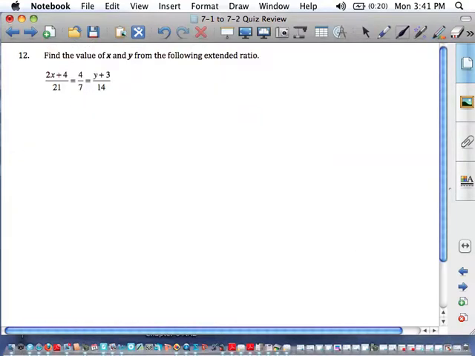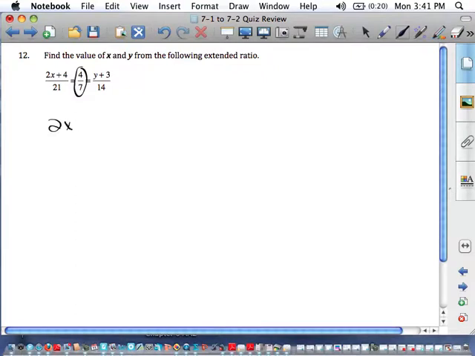Number 12, find the value of x and y for the extended ratio. Now remember, you can't solve this the way it is. You have to set up two proportions in order to solve this. So pick one of the proportions that just has the numbers in it. You want to have just one variable in each of these proportions.